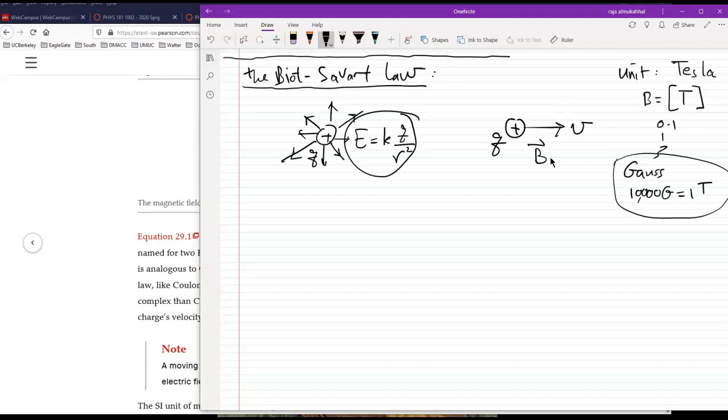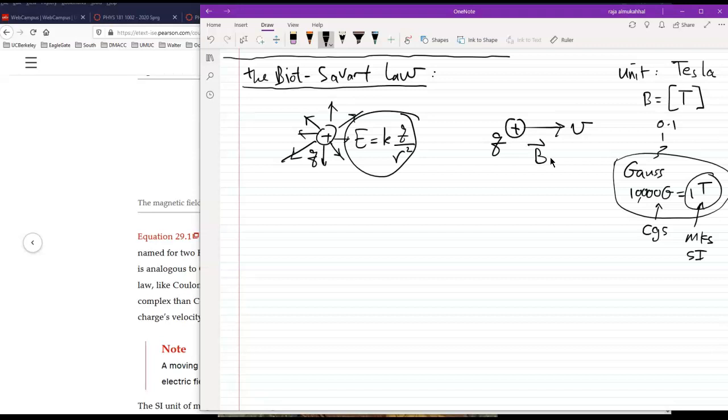But Gauss is used, but this is a CGS system of units, and the Tesla is the MKS. Both SI, but the one that is more popular for physics and astronomy, the SI system, is the Tesla rather than the Gauss. But be familiar with them. So 10 to the 4th Gauss is equal to 1 Tesla. Anyway, back to our discussion here.